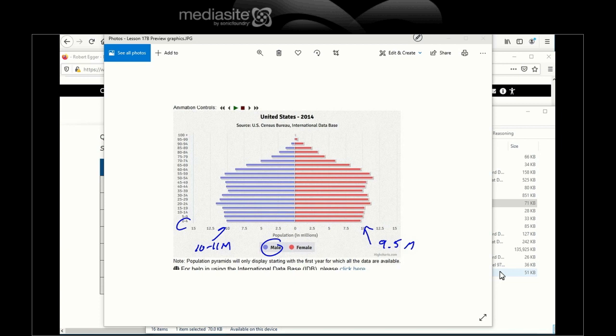So this year's, 2014, 0 to 4 is 10 to 11, and 9.5. Providing we have no deaths, no one dies, and of course, no immigration, stuff like that. In 5 years, in 2019, all of these would move up to there. Like I said, it's a snapshot of today, of this year.